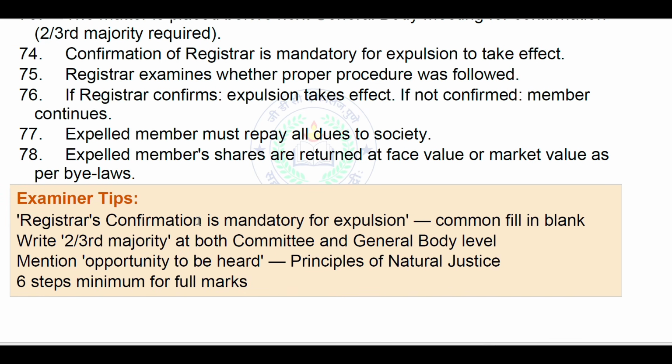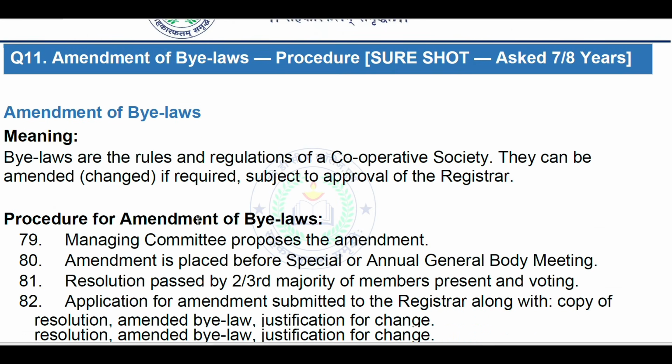So what are the tips for examination if this question comes? Registrar's confirmation is mandatory for expulsion, common in fill in the blanks. Right, 2/3 majority at both committee and general body level. Mention the opportunity to be heard. This is the principle of natural justice. We're going to see that as well in coming videos. 6 steps minimum for full marks, right? At least 5 to 6, 7 steps to get full marks.